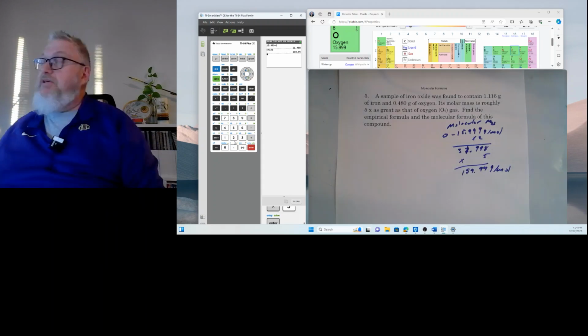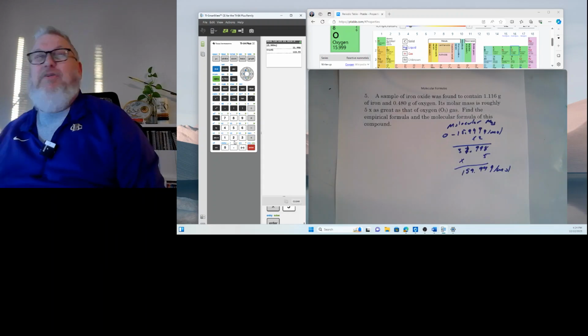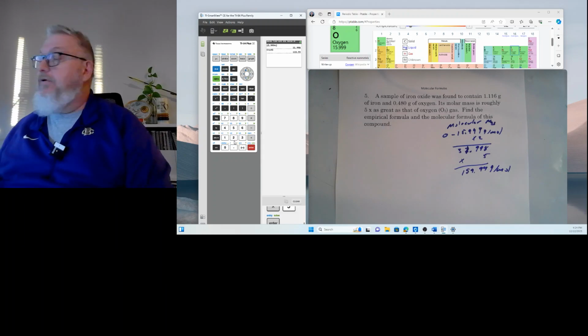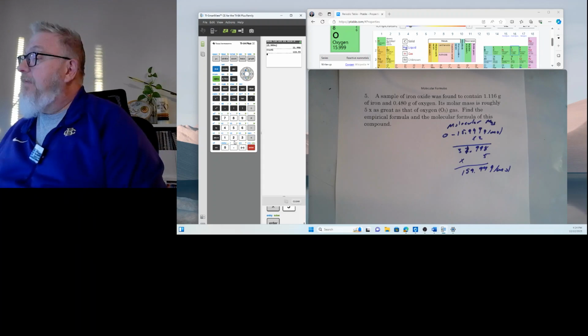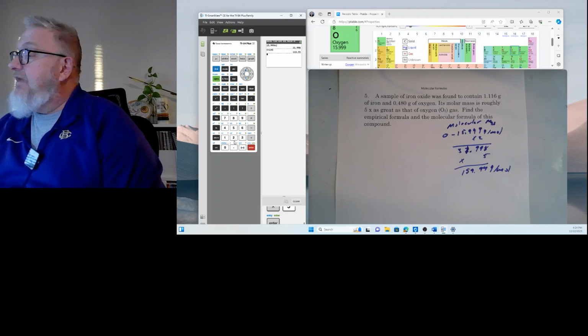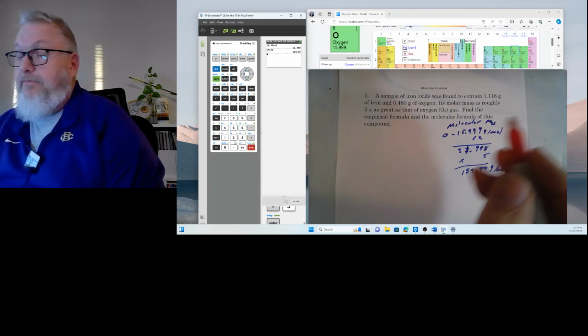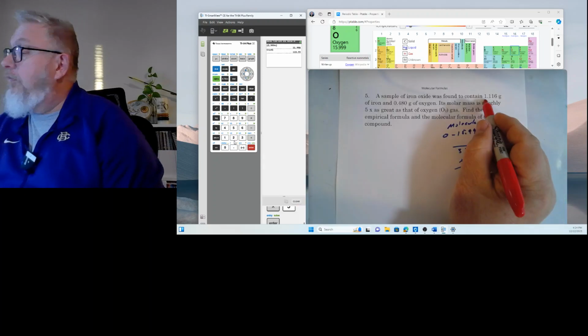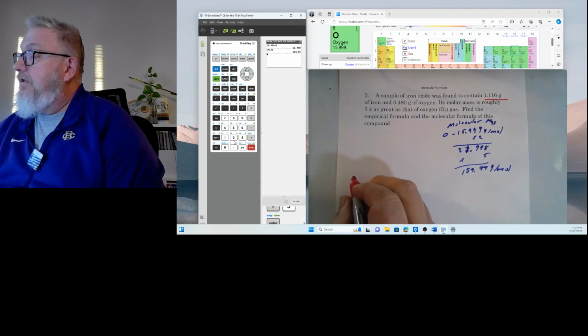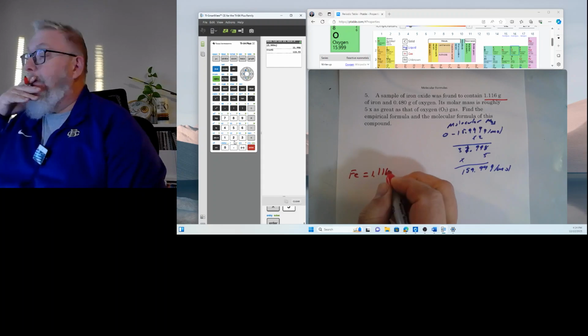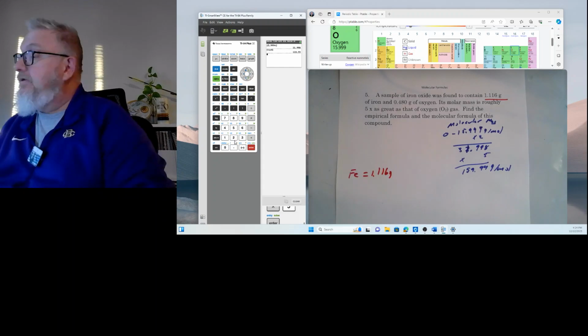Usually on these problems, they'll give you what it is. And in real life, you're going to have to use an instrument, mass spec or whatever, to find what the mass of the compound actually is. Okay, so now they gave me that the mass of iron oxide, we'll use red for iron, is 1.116 grams of iron. So that's Fe.